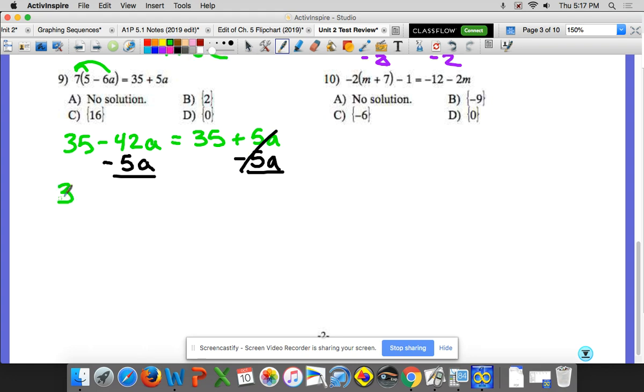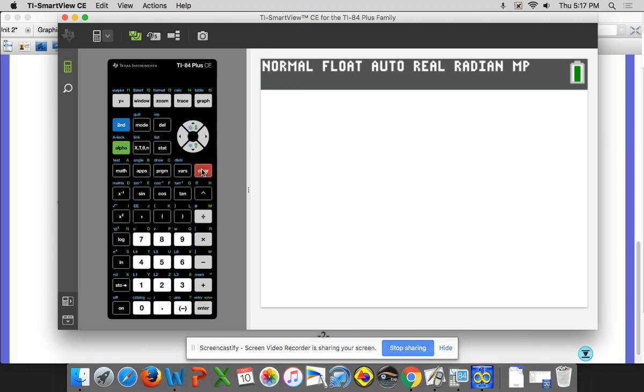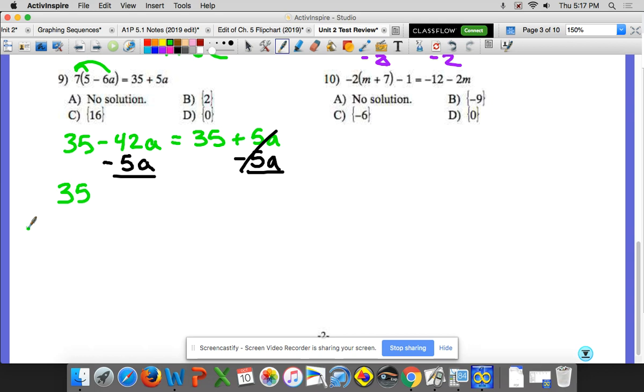So 35 comes down. And then we have negative 42 minus 5. Let's clear this out. So negative 42 minus 5, which is going to give us negative 47. So we have 35 minus 47a equals 35.